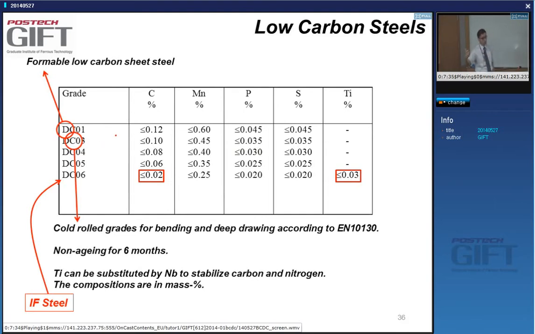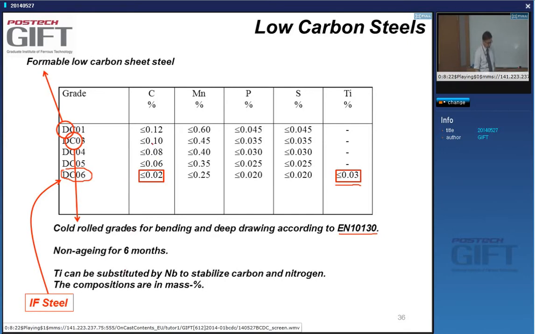You have formable hot rolled grades, you have formable cold rolled grades. Formable cold rolled grades, again, if you look at the European standards, D for drawing, C for cold rolling, and then the numbers 1, 3, 4, 5, 6 here just refer to increasing formability. And you see here that only the DC06 contains titanium. Okay, so that means that's the only one that requires the carbon and the nitrogen to be stabilized.